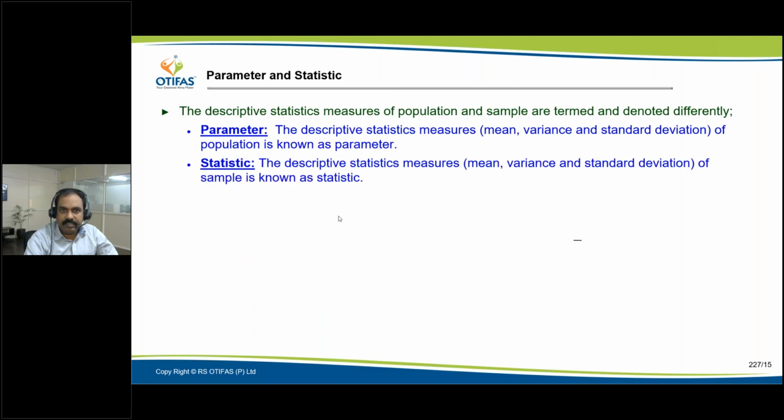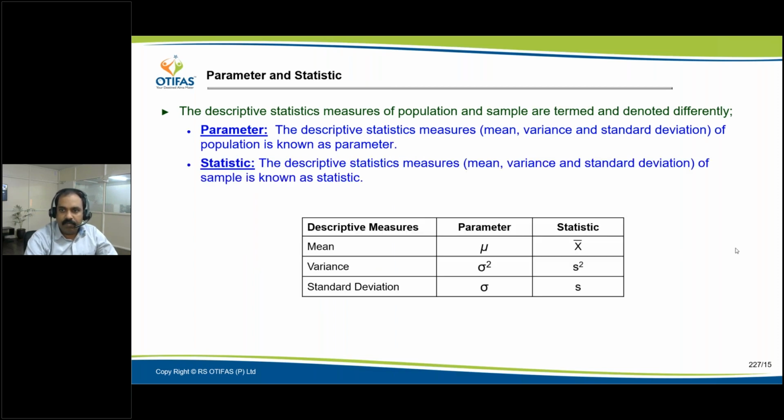So parameter and statistic are again technical terms. Why am I telling this? Because this is very, very important. A parameter is a descriptive measure of a population, and a descriptive measure of a sample is called a statistic. It's not statistics; statistics means the complete branch of science. But when you say statistic, that means the descriptive measure of a sample.